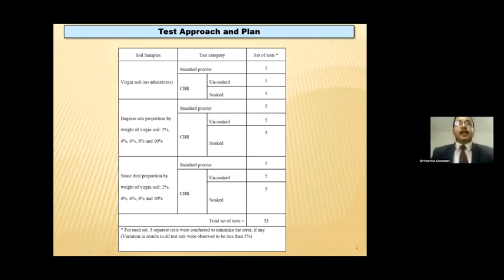Okay, so this is the test approach and plan. The virgin soil collected was first oven dried for 48 hours and thereafter manually ground and uniformly mixed with the admixtures at selected proportions by weight. Two different categories of stabilized soil samples, one with bagasse and the other with stone dust, were separately tested and comparative studies were carried out.